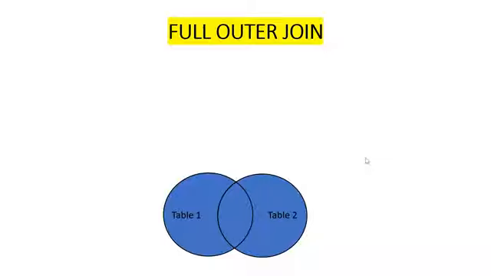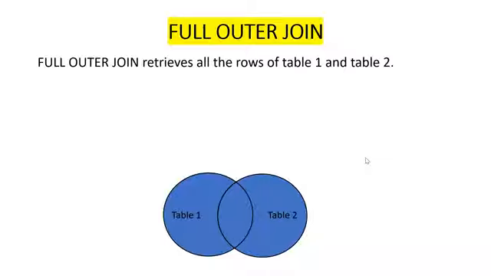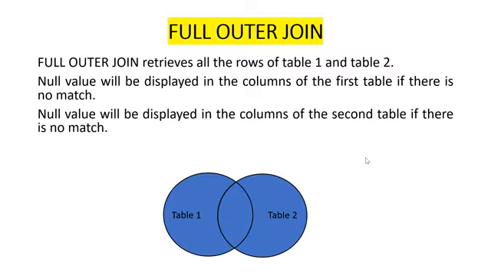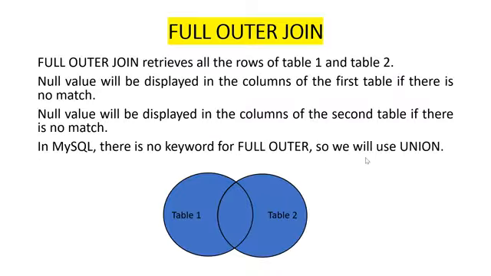For the full outer join, it retrieves all the rows from table 1 and table 2. So null values will be displayed in the columns of the first table if there is no match. And same thing, null values will be displayed in the columns of the second table if there is no match. In MySQL, there is no keyword for full outer join, so we will use union.